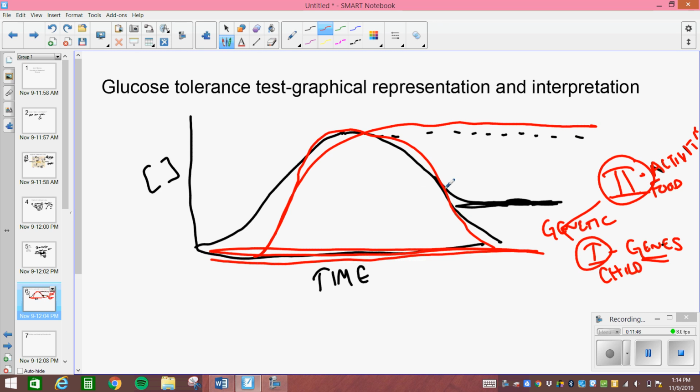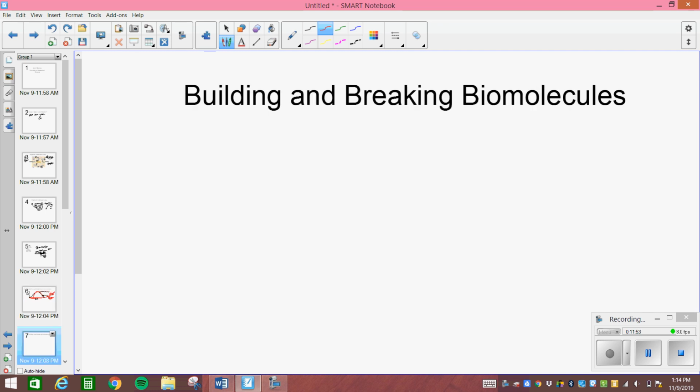We're going to have some graphs on there. You're going to have to be able to differentiate between type 1 and type 2 on the test and be able to pull out some information about that.